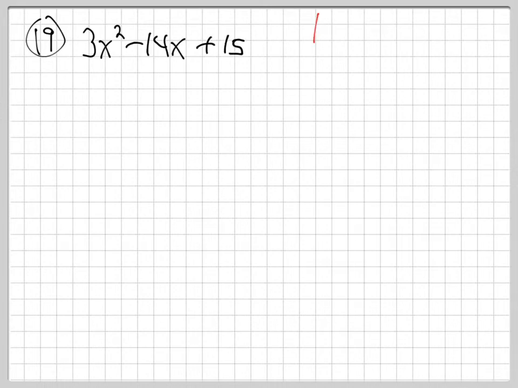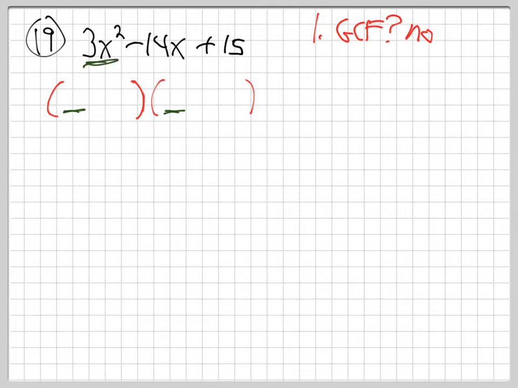Okay. First step, GCF. Is there a number that goes into 3, 14, and 15? No. We looked for it. Still not there. It will be in a little bit, but not now. All right, 2 parentheses. And you know the drill here. Front times front to make front. What times what makes 3x squared? 3x and x. No other options, right? How about the back? What times what makes 15? Well, 3 times 5.